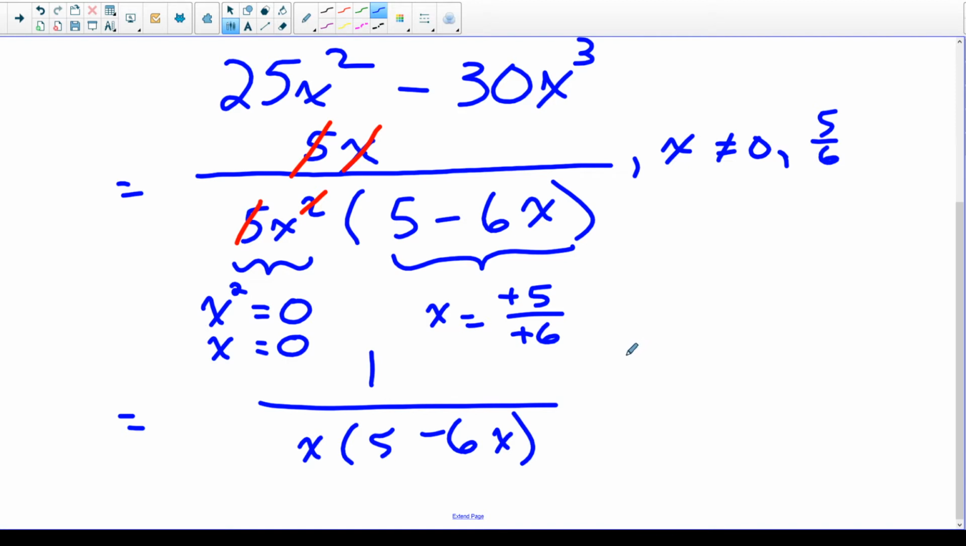And as I was mentioning yesterday, factoring is going to become very, very important. You're going to have to be able to factor quickly and efficiently in order to be able to find your restrictions and to be able to simplify. So we haven't done trinomial factoring in a little while, but it will come back into play very soon.